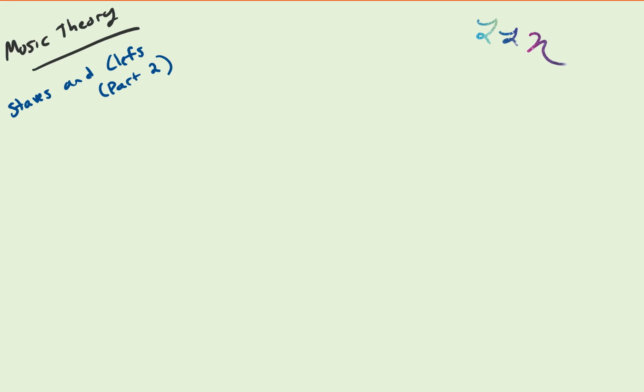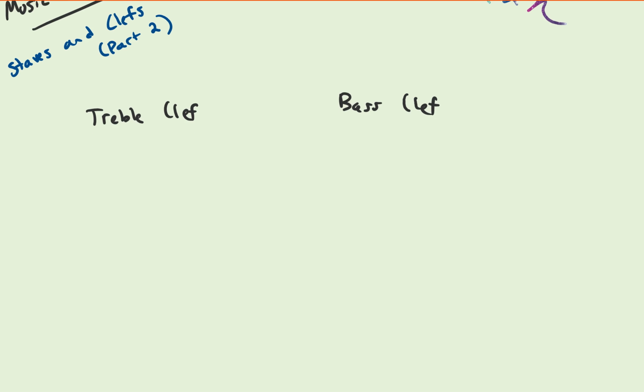Hello, and in this video we're going to continue to talk about staves and clefs, which lay the foundation to musical notation. In the last video we discussed two primary clefs, the first being a treble clef, and the second being a bass clef. So in terms of writing, consider a staff.